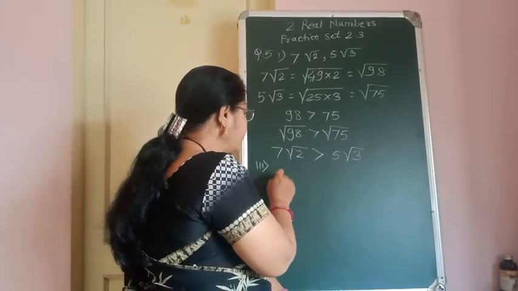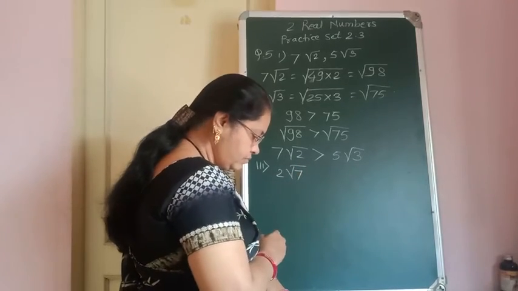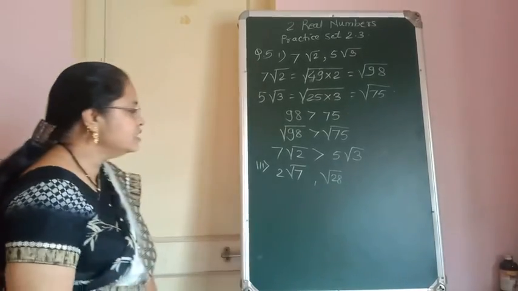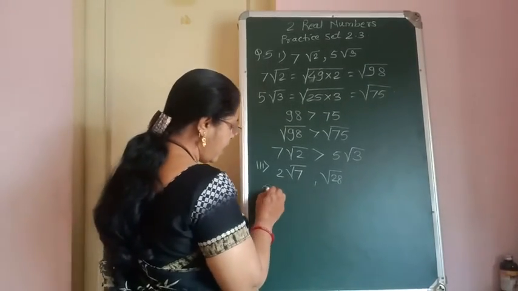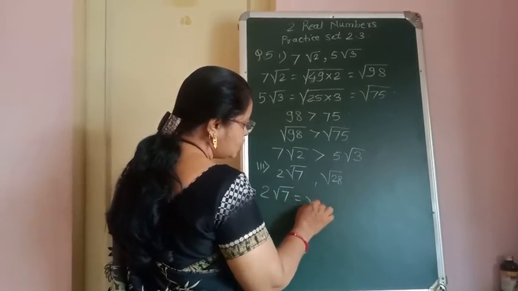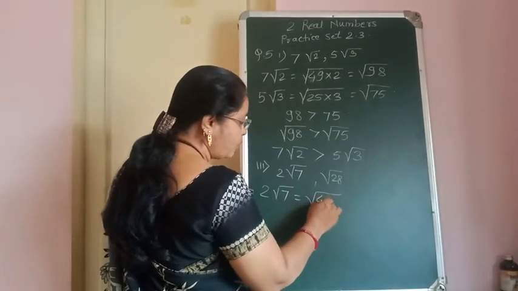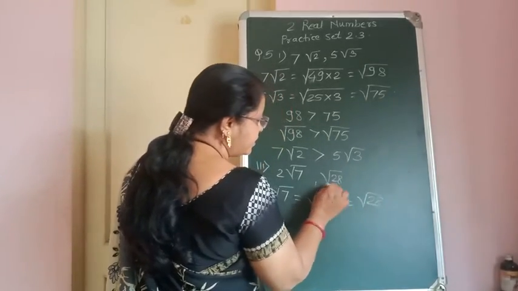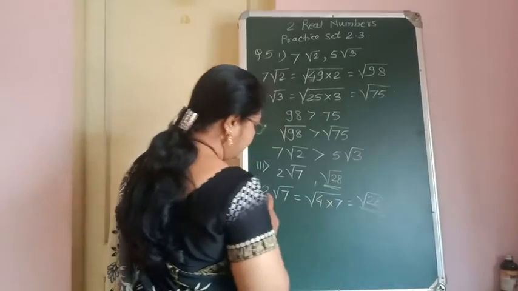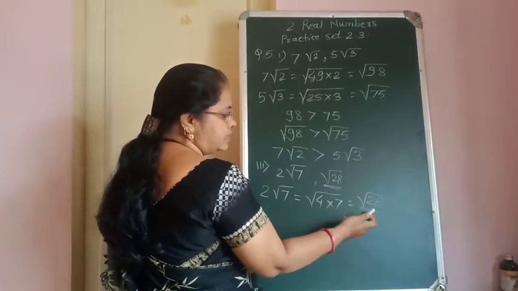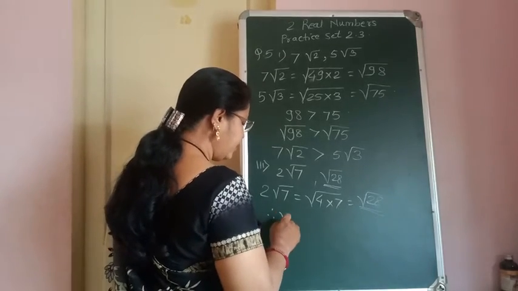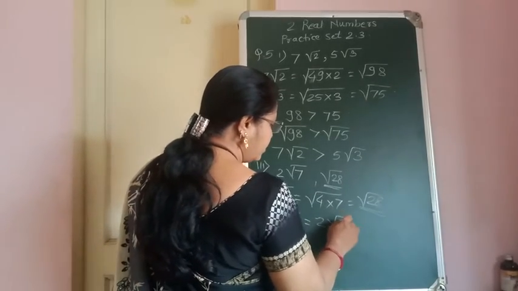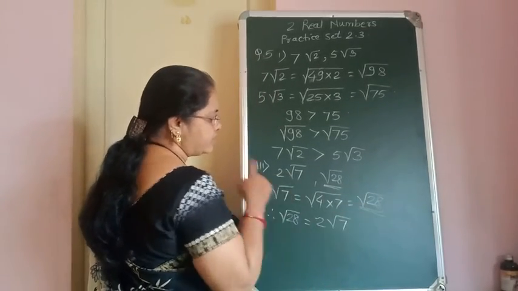2 root 7 and root 28. See, 2 root 7 I can write as square root of 2 square, that is 4, and this root 7, so this is square root of 28, and the second number is also square root 28. This 2 root 7 I can transfer as square root 28, and therefore square root 28 is equal to 2 root 7. These two numbers are same.